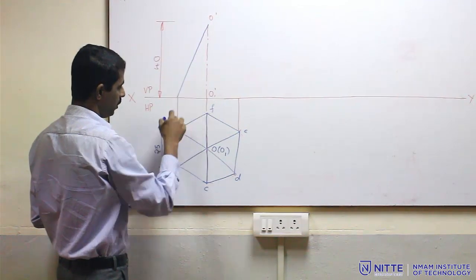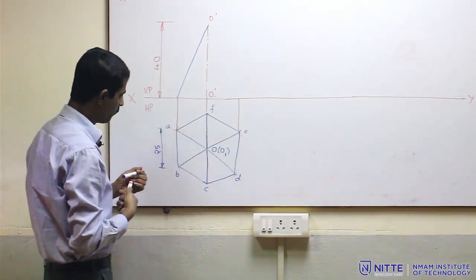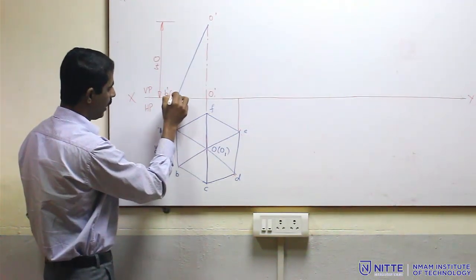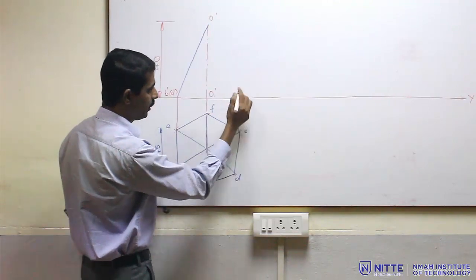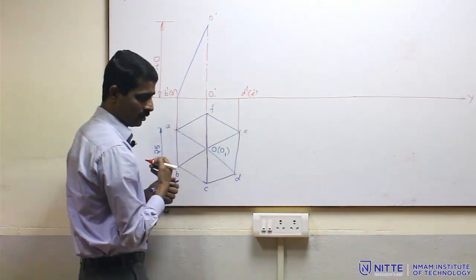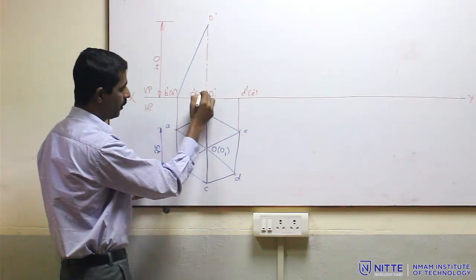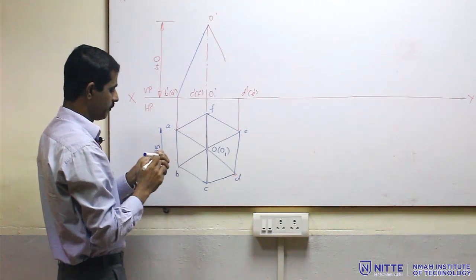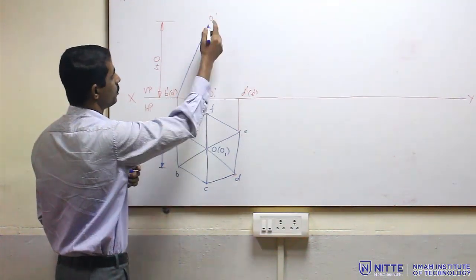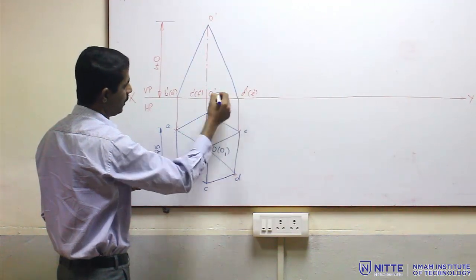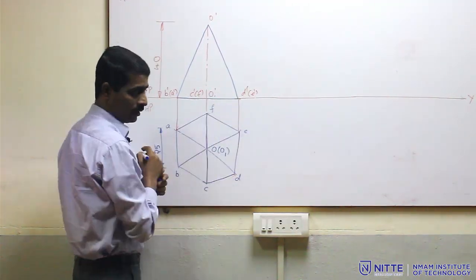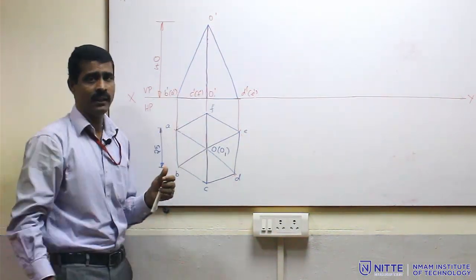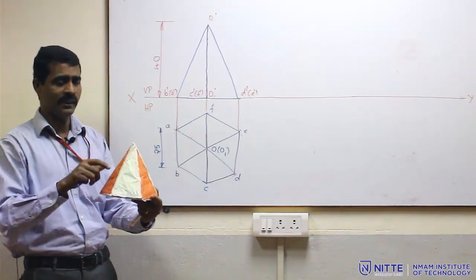Join O dash to this point. When we see from the front, B dash is visible and A dash is not visible. Similarly, here D dash is visible and E dash is not visible, and here C dash is visible, F dash is not visible, and join O dash to D dash. This is the base, and as in the similar previous problem, this is also a visible edge. So, it is like this.